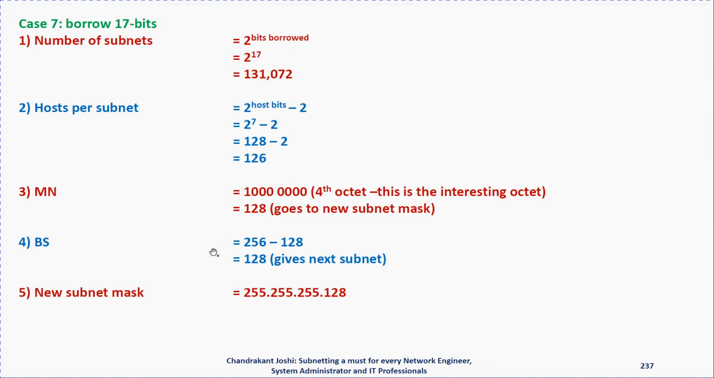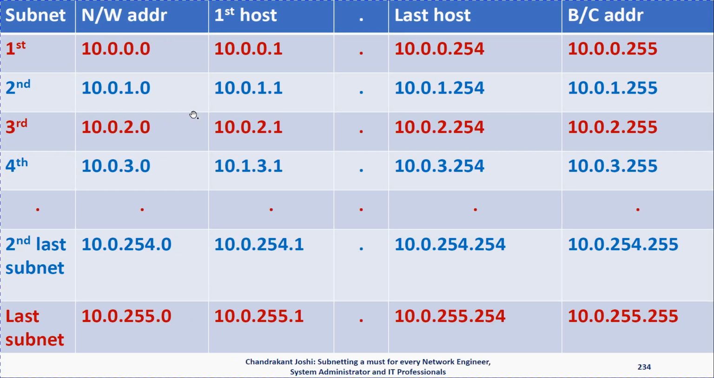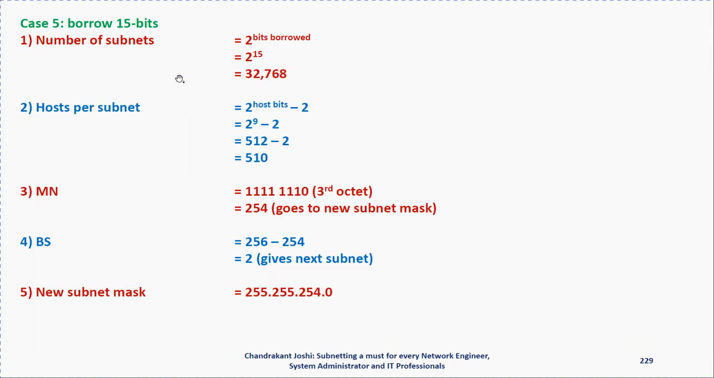Let us see the next one. 17 bits. So what happens with the 17 bits? Again it becomes twice of whatever it was in 16 bits. So initially when we had 15 bits, the block size was 2. So when it increased to 16 bits, the block size became 1. Now when it becomes 17 bits, the block size becomes half.